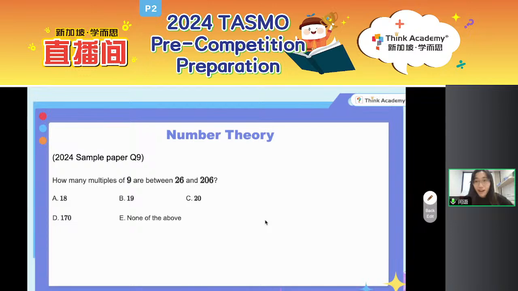Okay. Well, to be honest, factors and multiples is a popular topic in P3. So you will see that no matter whether it is in TASMO or GEP, this topic is quite popular. Okay, so here, how many multiples of 9? So firstly, let's try to figure out the smallest multiple of 9 in this range. So what is it? Actually, you can just count: 1 times 9, that is 9. 2 times 9, that is 18. And then 3 times 9, that is 27. Okay, so here, finally, it is more than 26. So we can see that the smallest one is 3 times 9, which is 27.